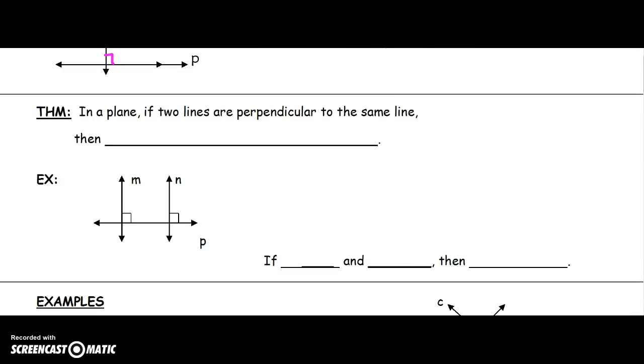In a plane, if two lines are perpendicular to the same line, then the two lines are parallel. So here I give you that P is perpendicular to both M and N, which would in turn say that M is parallel to N. If M is perpendicular to P, shown by the right angle, and N is perpendicular to P, again shown by the right angle, then you can say M is parallel to N. So these are the rules we're going to talk about today and do some examples with.